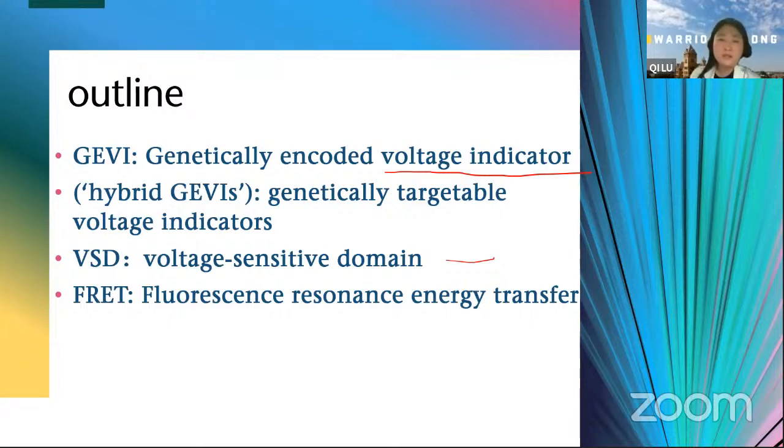Because today we focus on the voltage indicator, it requires a VSD, the voltage sensitive domain. And because the signal needs to be concentrated or amplified, FRET, fluorescence resonance energy transfer, a physical phenomenon, is also employed in their experimental designs.